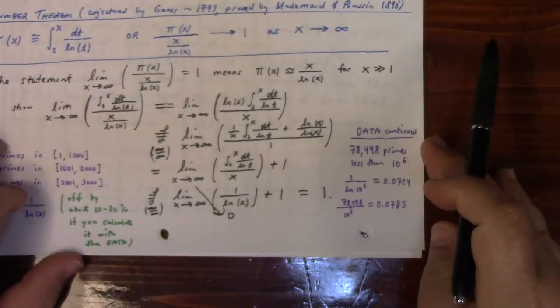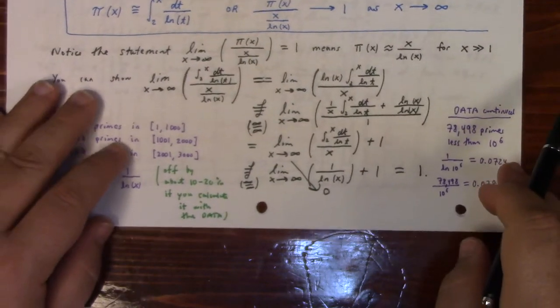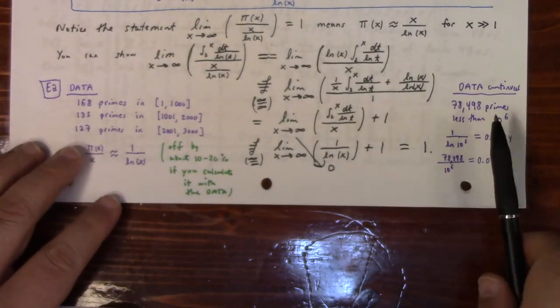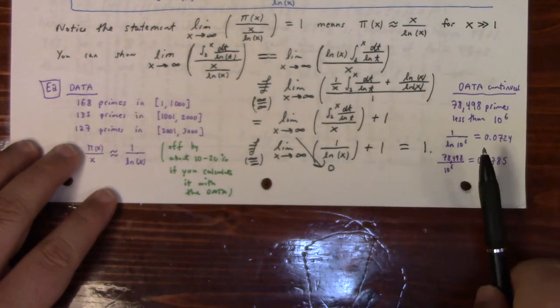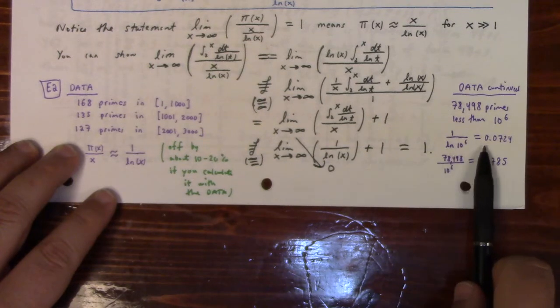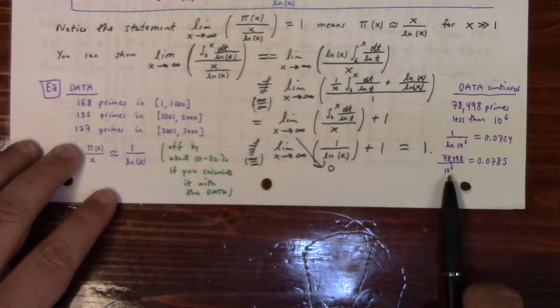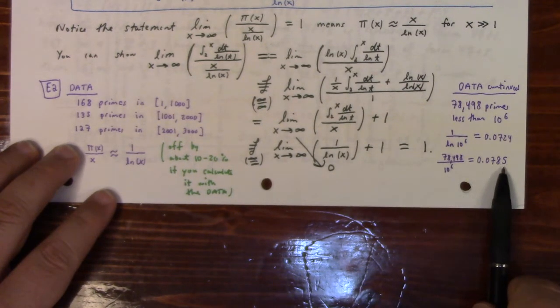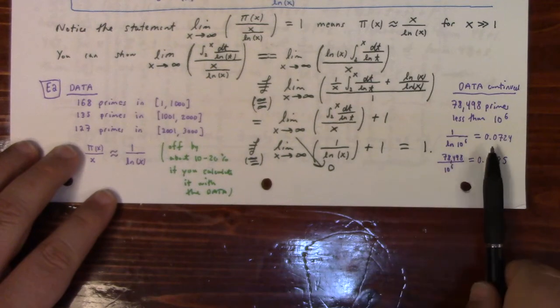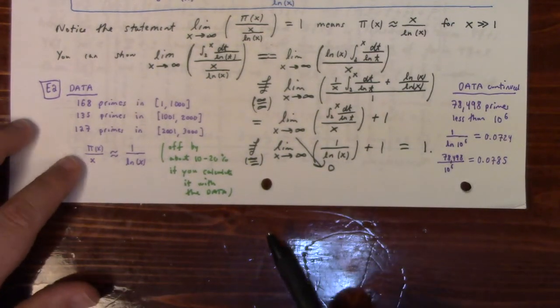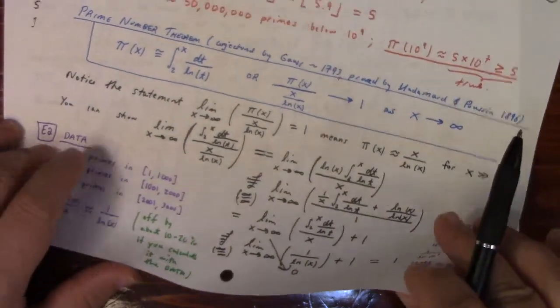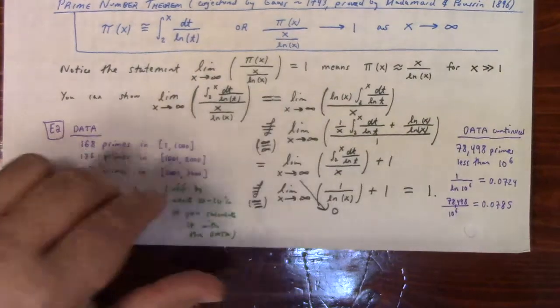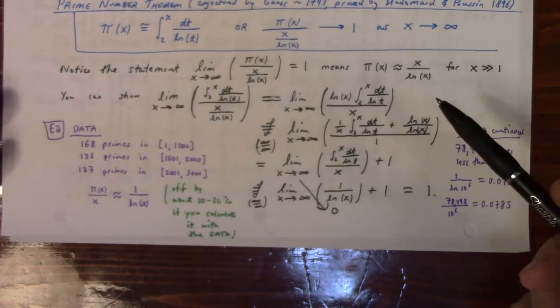And so I went ahead and I consulted Wolfram Alpha just for kicks. There are 78,498 primes less than 1,000,000. And if you calculate 1 over the natural log of 1,000,000, you get about 0.0724. And if you calculate 78,498 divided by 1,000,000, you get 0.0785. So it seems like there's a discrepancy between pi of x over x and 1 over log x, which continues even for pretty large numbers. Well, large in my view. Perhaps not large from the viewpoint of others.